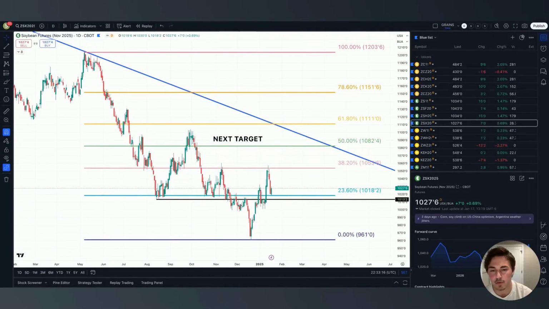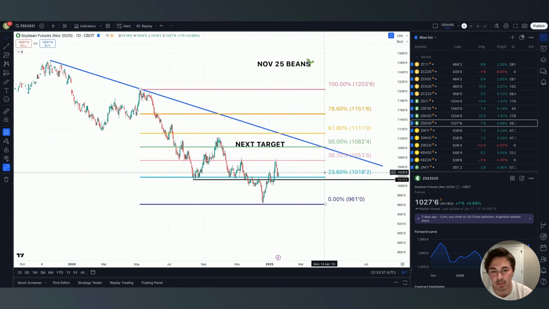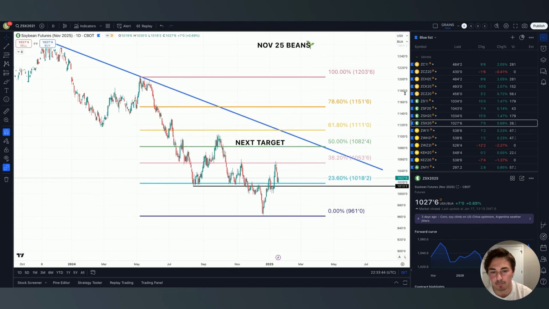Next, taking a look at Nov '25 beans. So we did reject right off of this 38.2% retracement from our May highs. So the next upside objective is going to be 1082.5, which is the 50% retracement. Then after that, we do have 1111, as well as this longer term downward trend line that we have been fighting for quite some time. So this trend line would also be a decent spot to look to take some risk off the table as well if we can get up there.